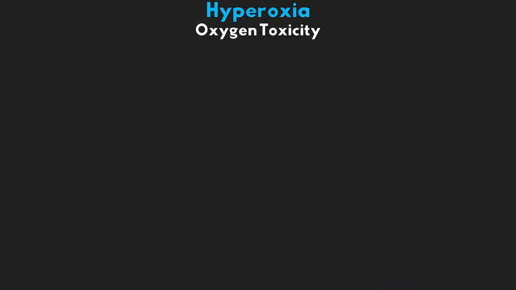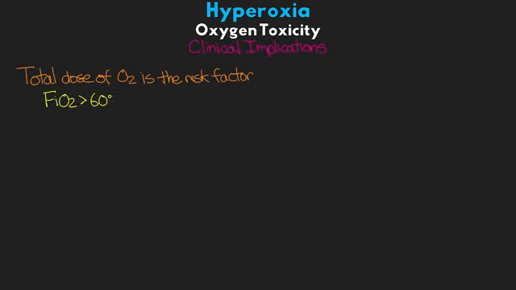So let's talk about some of the clinical implications of all this. As I mentioned before, the total dose of oxygen is our biggest risk factor. Here we consider that if we have an FiO2 being delivered that's greater than 60% for more than 24 hours at 1 atmospheric pressure, this is the level at which oxygen can become toxic.